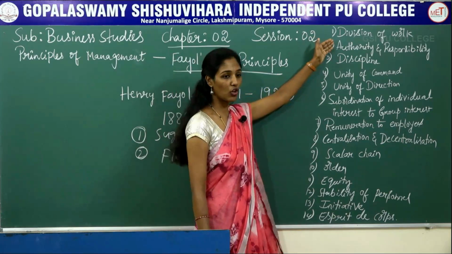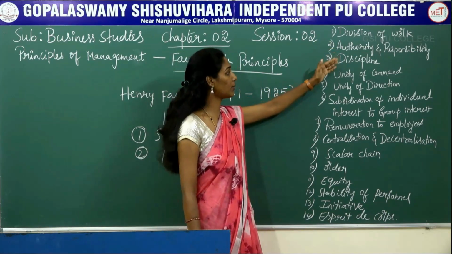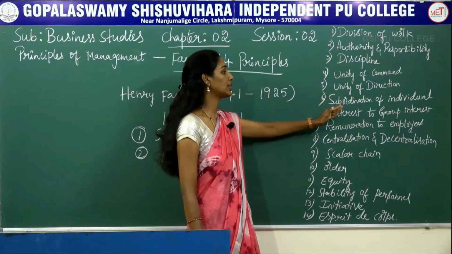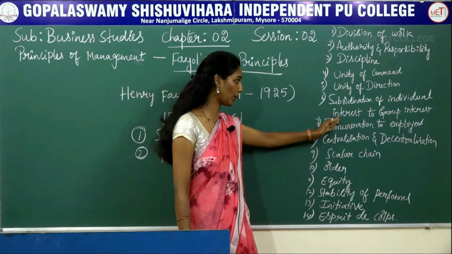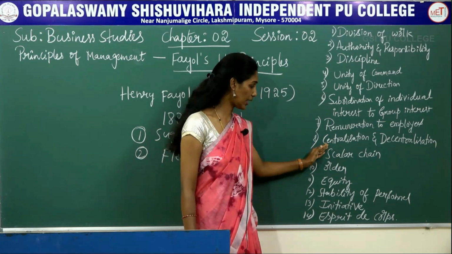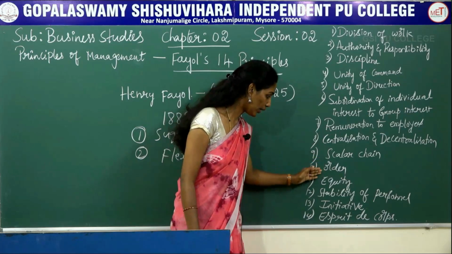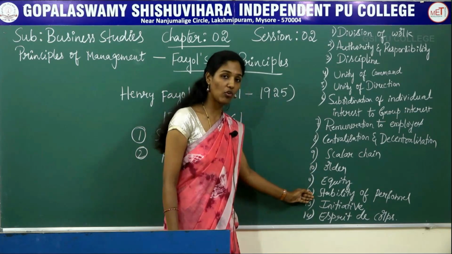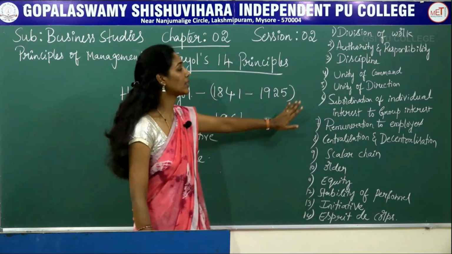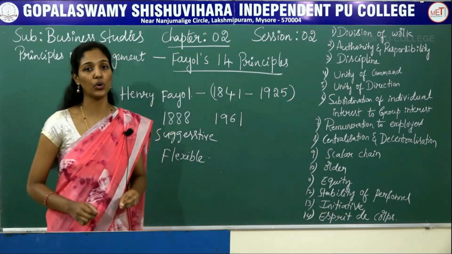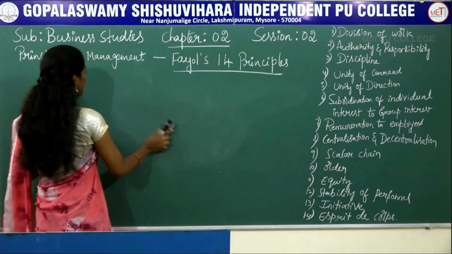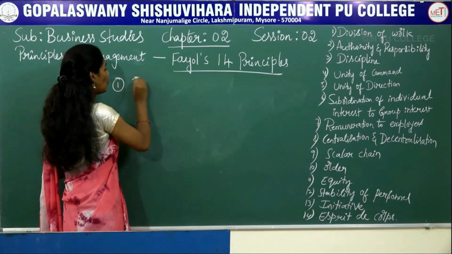The first is division of work, authority and responsibility, discipline, unity of command, unity of direction, subordination of individual interest to group interest, remuneration to employees, centralization and decentralization, scalar chain, order, equity, stability of personnel, initiative and esprit de corps. These are the 14 principles he has given to us. Now let's learn each one of them one by one. The first one, division of work.